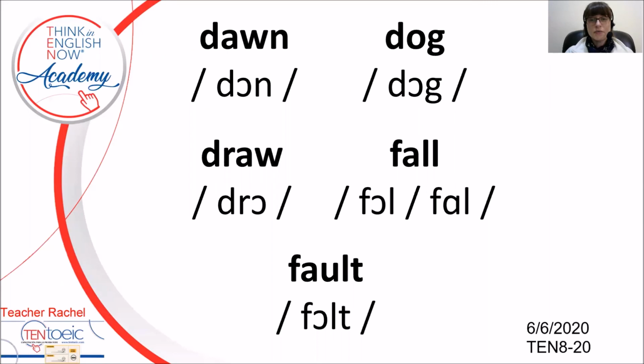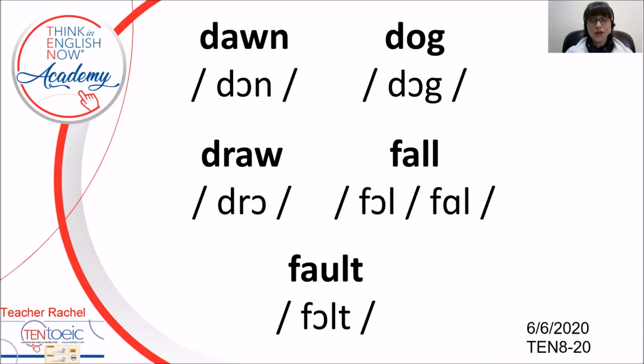Dawn. This is describing the time of day in the morning when the sun is coming up. That is called dawn in the morning. Dog. This is a pet we have at our house, a dog or a cat, and it goes bark, bark.